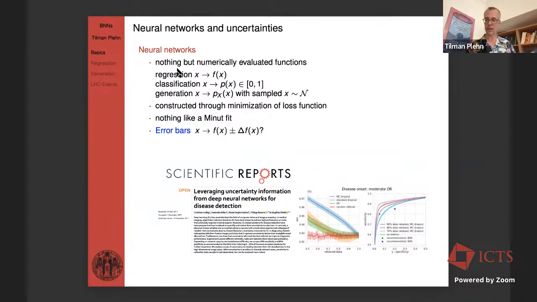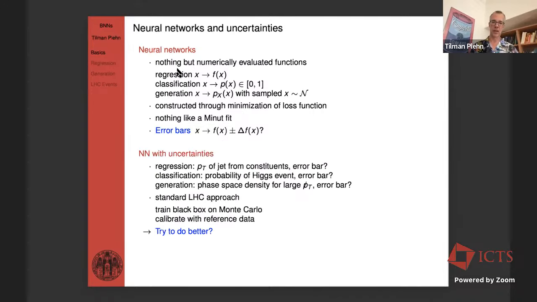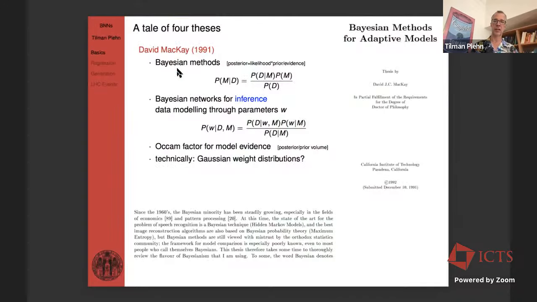But let me give you a little bit of an introduction to what these networks do and why they are so attractive. As you might have noticed by now, I like reading papers and trying to understand where things come from and what we can do with them. So let me start very historic. And that is with a thesis that was written at Caltech in 1991, and that is a thesis by David MacKay. And he actually is, I think, the person who, if you want, invented structurally Bayesian neural networks.